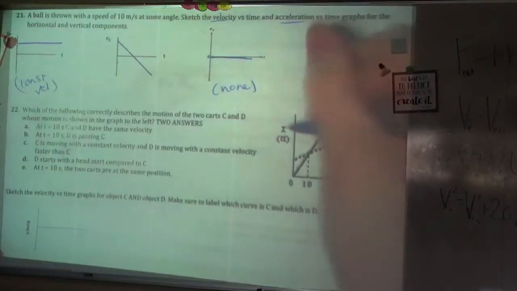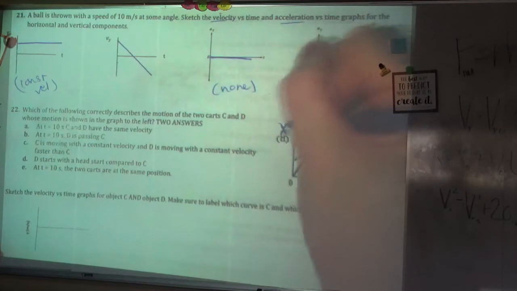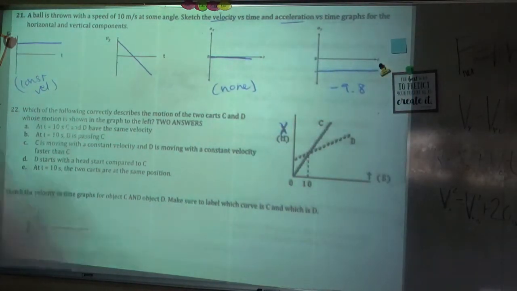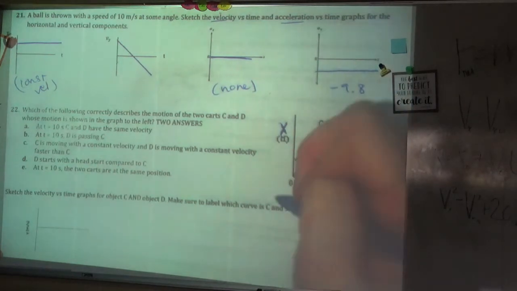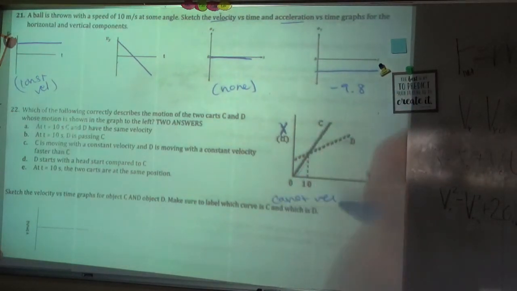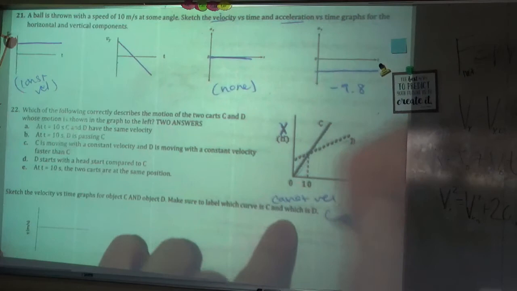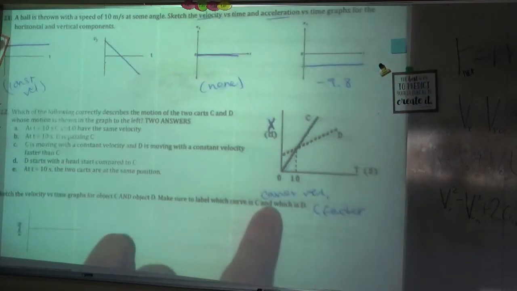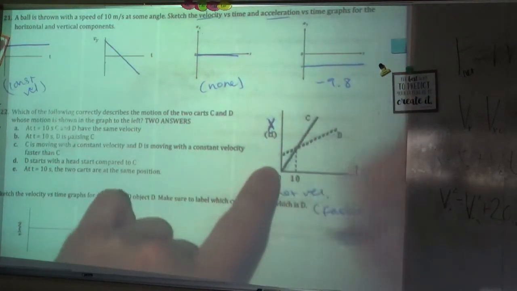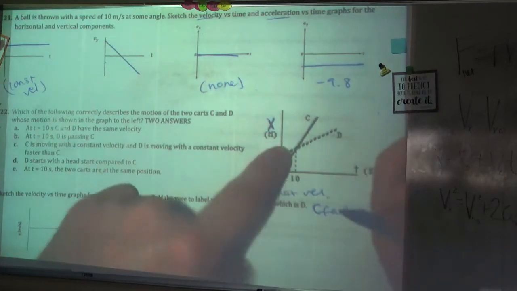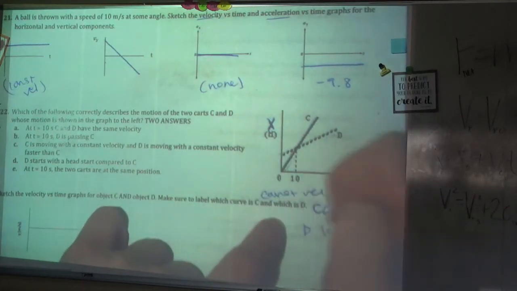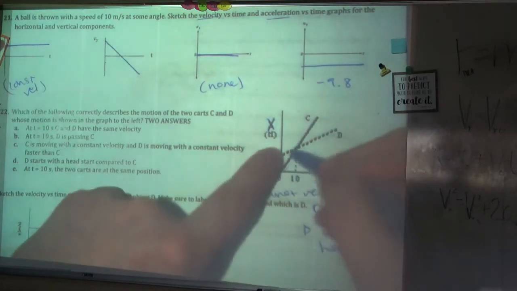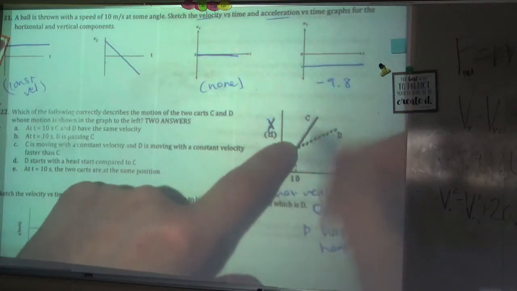Here we have a position versus time graph. And we want to know which of these two answers are correct. So first I would look, they're both straight, so they're both constant velocity. C is steeper, so C is faster because it's steeper. And then D is a little bit ahead of the C at the start, so D has a head start. And at some point, D has his head start, but he goes slower, so C will pass him.